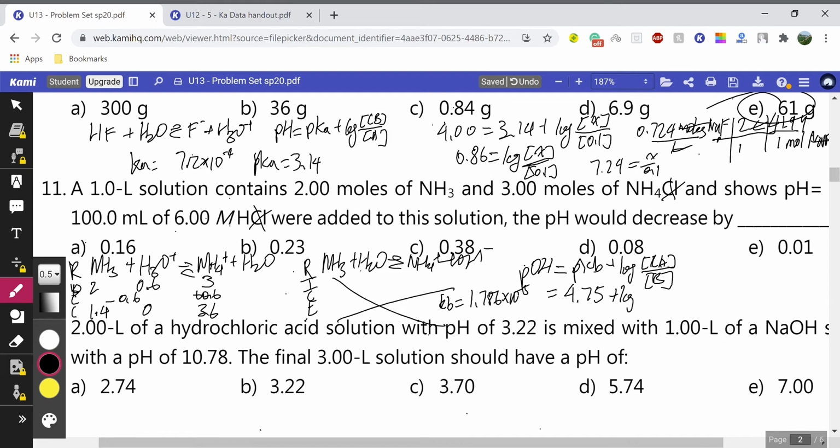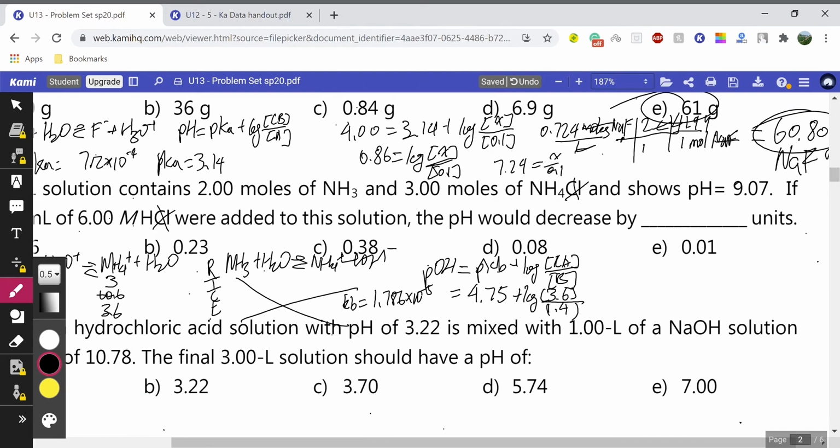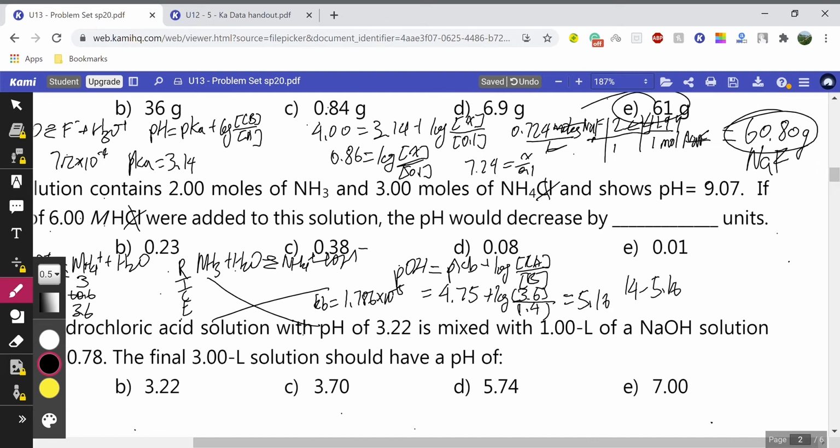Plus the log of the conjugate acid on top. The conjugate acid is our NH4 plus, which is 3.6 on top, and on the bottom will be our base, which will be 1.4. So 4.75 plus the log of 3.6 over 1.4 will give you 5.16. Now if you do 14 minus 5.16, you're going to get 8.84, and that is our after pH.